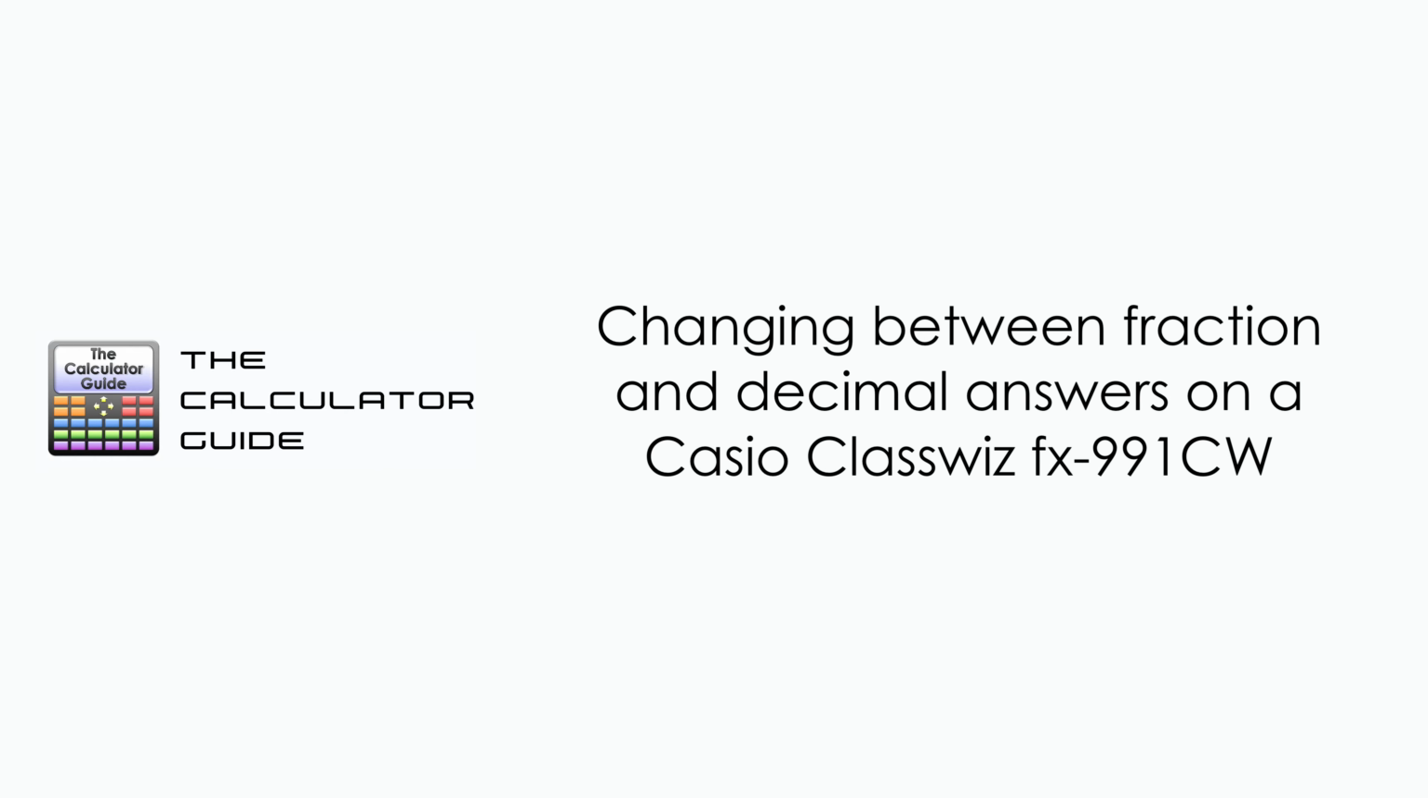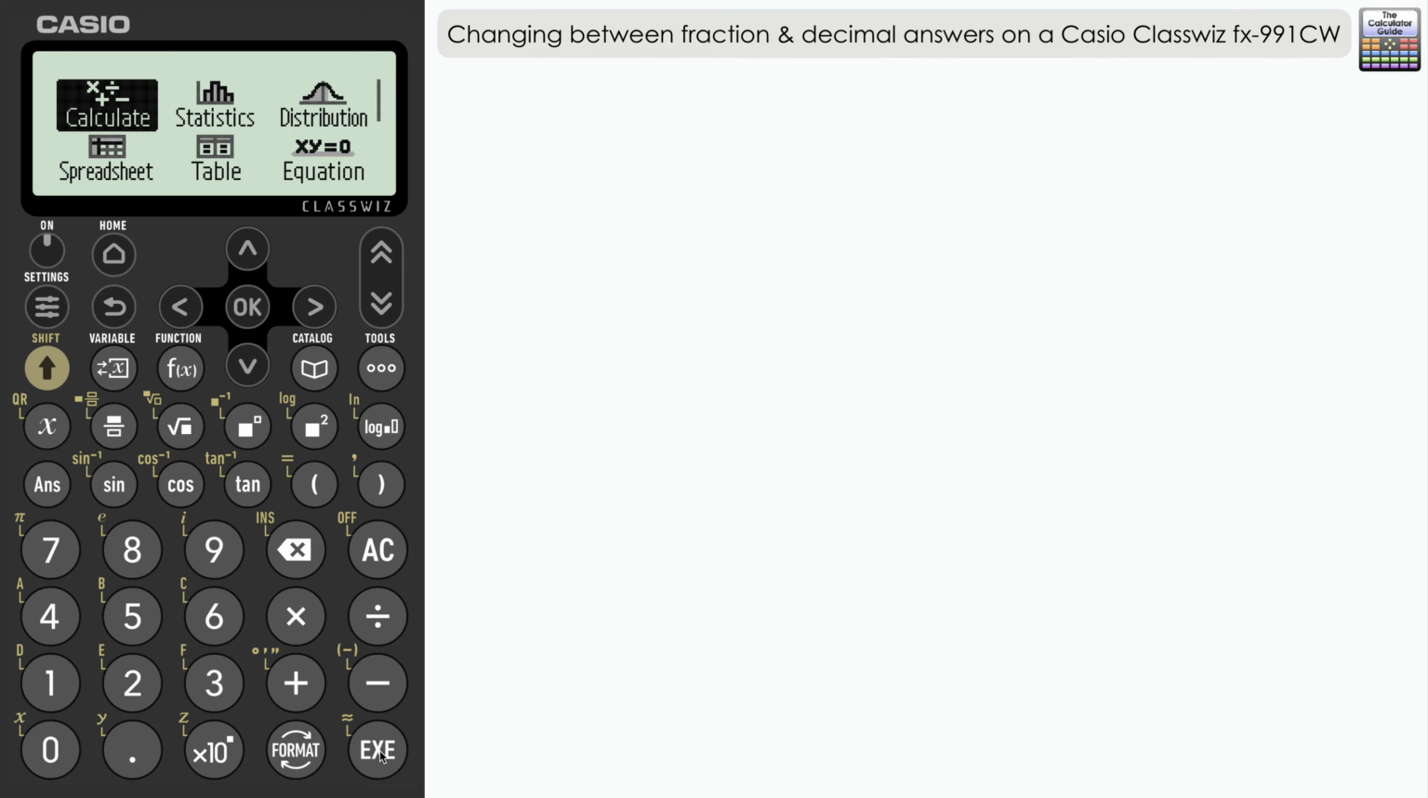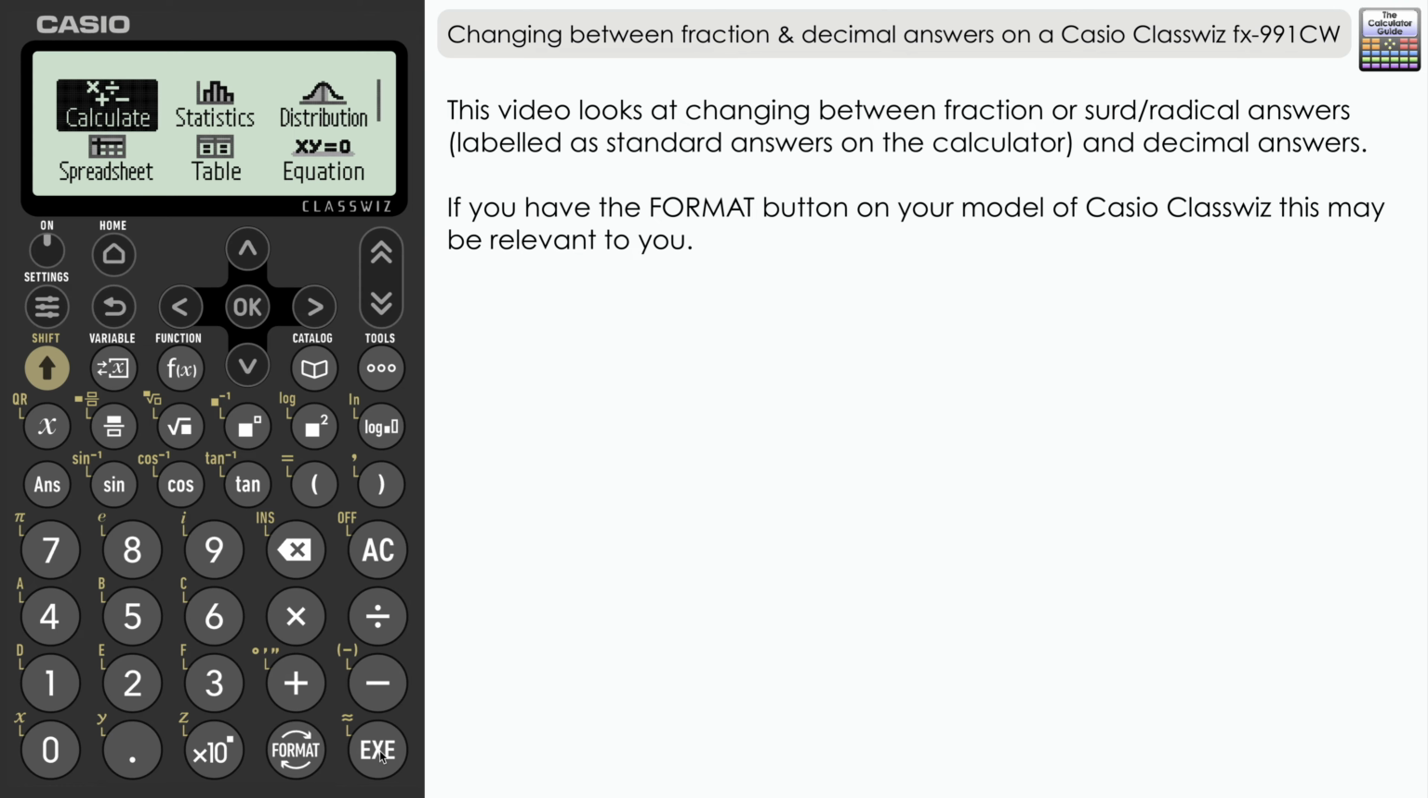Hello and welcome to the calculator guide video on changing between fraction and decimal answers on a Casio Classwiz fx-991CW. We're going to be looking at changing the format of our answers in this video, changing not only between fractions and decimals but also between roots, surds, radicals, however you want to describe them, and decimals as well. Now I'm doing this on the Classwiz fx-991CW, but it might be relevant to your model of Classwiz as well if you have the format button.